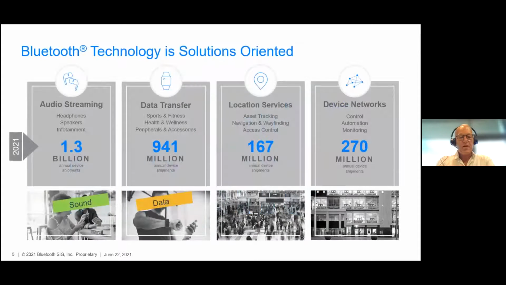The type of application that Bluetooth is mostly used for is audio streaming. So Bluetooth is really the way to transport sound around for a lot of people. Data transfer is also an important application. The little devices you can wear on your wrists, sports devices, fitness devices, and so on. And then some other applications as well. But today we will stay focused on the sound part of it.